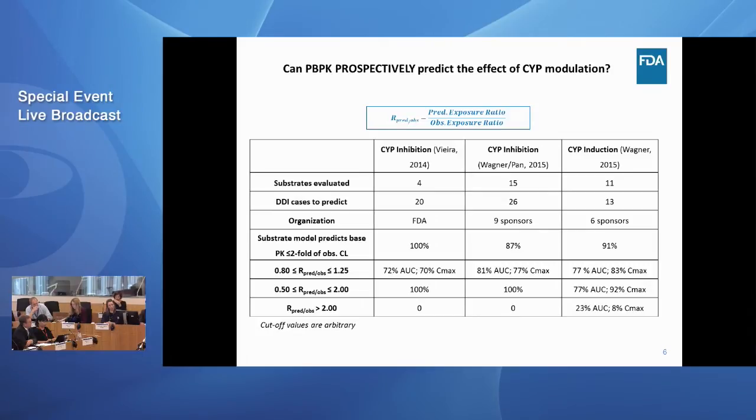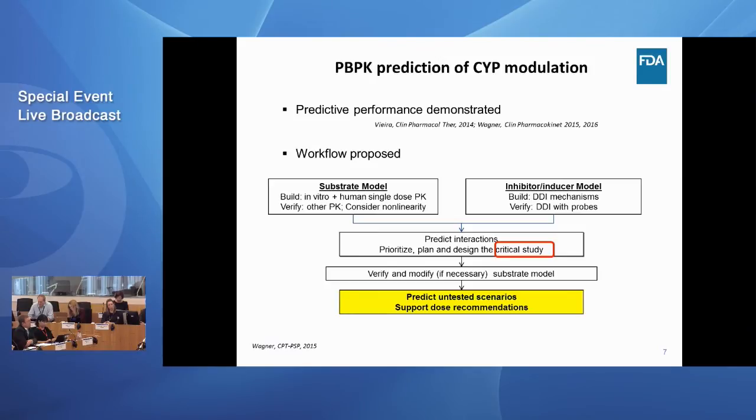And when you widen the interval to twofold, that is R value between 0.5 and 2, all the inhibitions were described within this boundary. And there's some improvement for induction, and there are some remaining cases where the induction was predicted outside the twofold boundary. And there are some discussions around this particular sub-application of DDI prediction. So overall, based on these analyses, we can conclude that the predictive performance for this intended use has been demonstrated, and one can really follow this high-level workflow to predict the untested scenarios of DDI and use the PBPK simulation to support dosing recommendations.